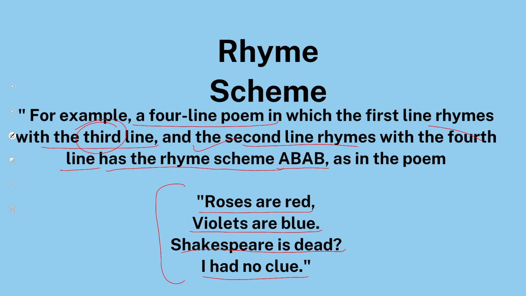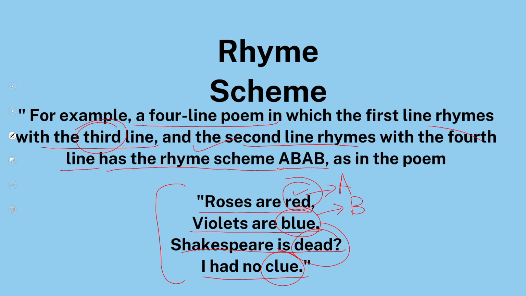Now, can you identify different sounds? Can you see that there are some words that end with the same sound and sound the same? For example, red, dead, blue is rhyming with clue. So we can call this A. And is the next one rhyming with A, with red? No. So we can call it B.